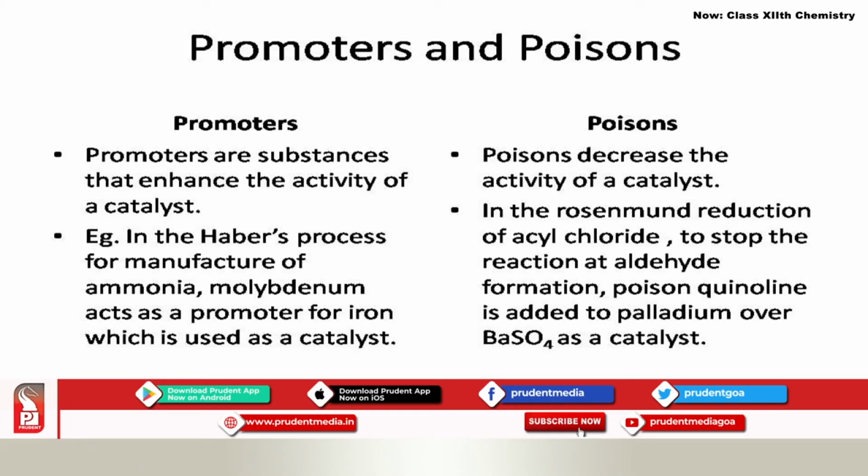In case of poisons, we can take an example of Rosenmund reduction, in which acid chlorides or acyl chlorides are converted into aldehyde. Now, if you want the reaction to stop at the aldehydic stage and if you want to prevent the further reduction, then we will have to add poison quinoline to the catalyst palladium over barium sulfate.